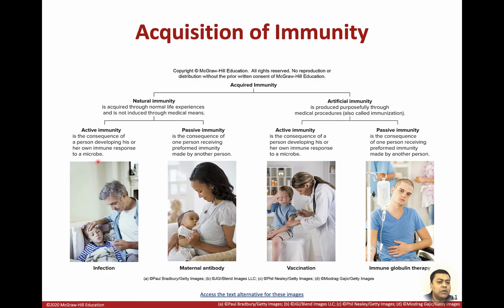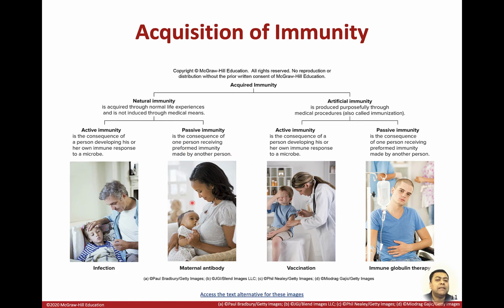Active immunity is the consequence of a person developing his or her own immune response to a microbe. When we get a disease, for example, we naturally develop our own active immunity. Say, for example, if a person gets chicken pox, then they raise antibodies against chicken pox naturally, and they will be immune to it. On the other hand, natural passive immunity is the consequence of one person receiving preformed immunity made by another person.